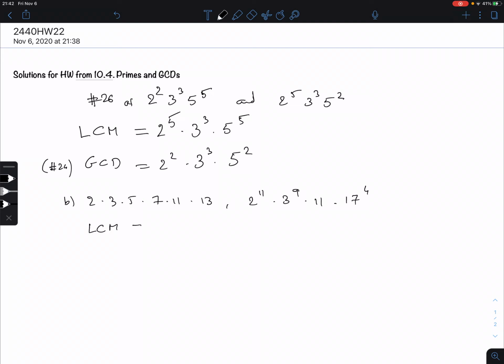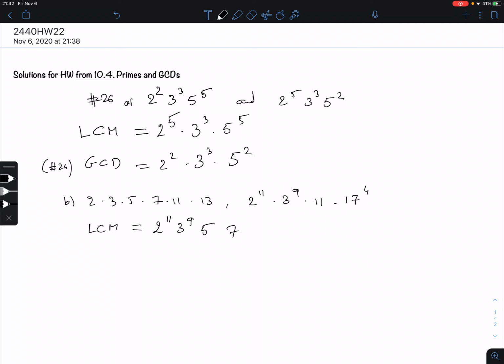So the LCM. Well, what's the highest power of 2? 11 is the highest power of 2. The highest power of 3 is 3 to the 9th. What's the highest power of 5? Now, don't get misled by the fact that, oh, there's no 5 here, so it doesn't play. No. The highest power is 5. There is a 5 there.